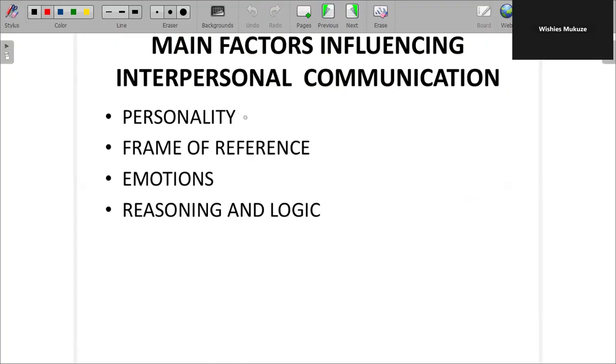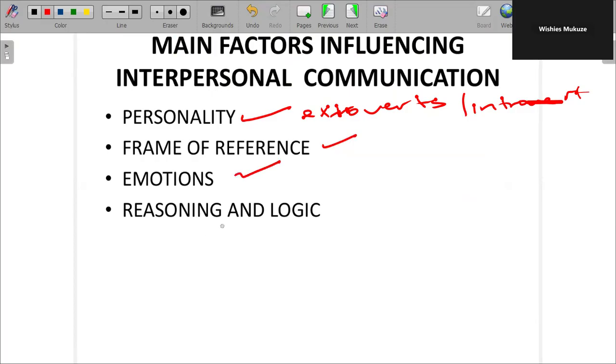All right. The first one that we are going to discuss is the personality of the individual, right? When we're talking about personality, we're talking about an introvert and an extrovert. So personality can also influence interpersonal communication. Then frame of reference, emotions, and reasoning and logic.